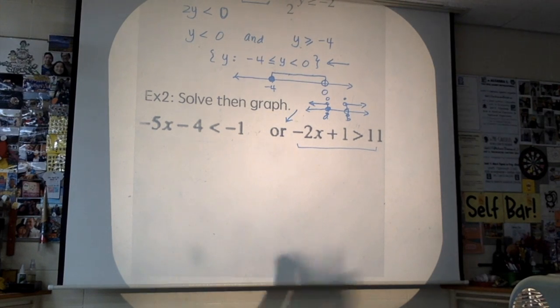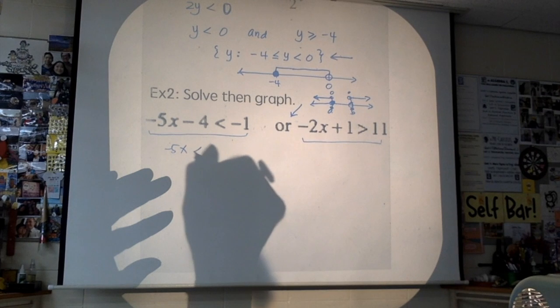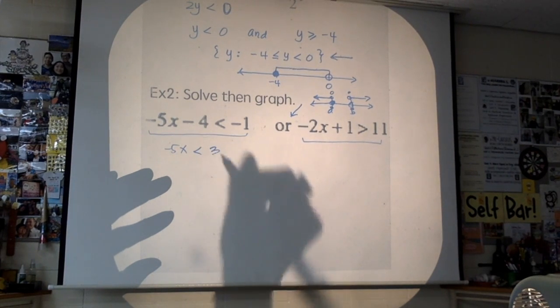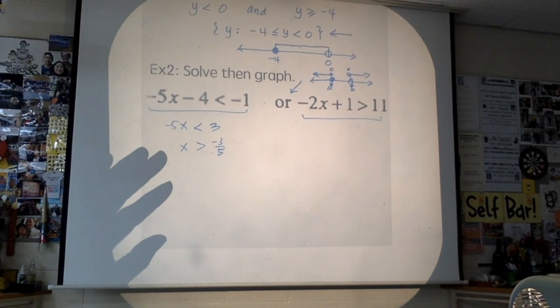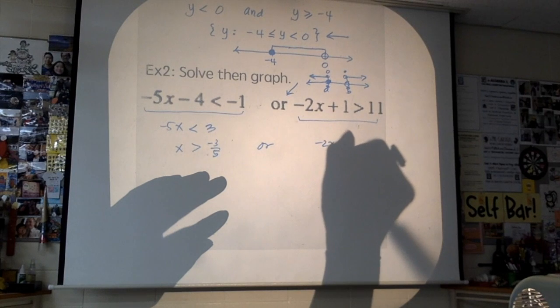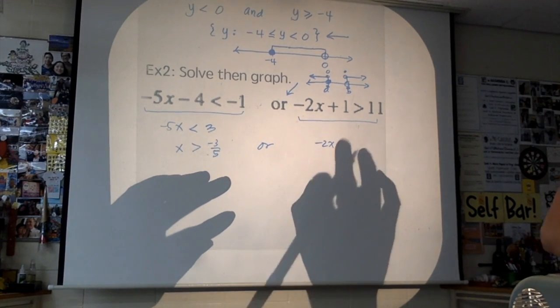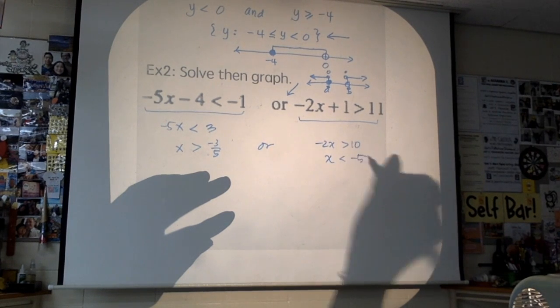Let's solve these two separately. There are two inequalities here for you to solve. So we get -5x less than 3, x is greater than -3/5 because we divided by a negative, so we have to flip the inequality. Or we solve this guy, we get -2x is greater than 10, so we're left with x is less than negative 5.